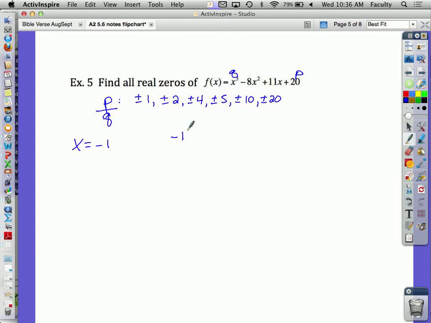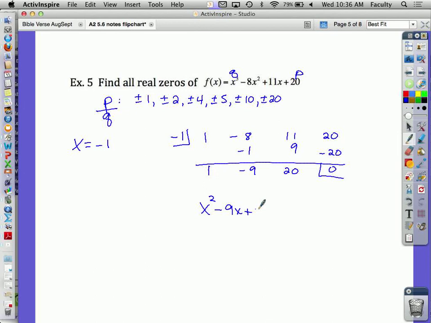So watch. I'm going to put -1 in the box. And what I'm doing is I'm dividing it down really by x plus 1 to create a quadratic equation. Okay? So we bring down the 1. And we ought to get a remainder of 0. Remember the remainder theorem. So this represents x squared minus 9x plus 20. It factors nice and easily.